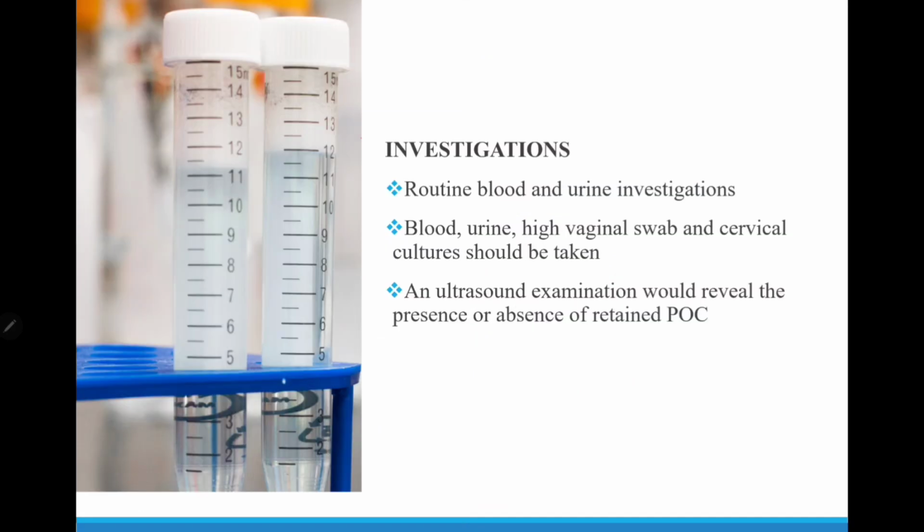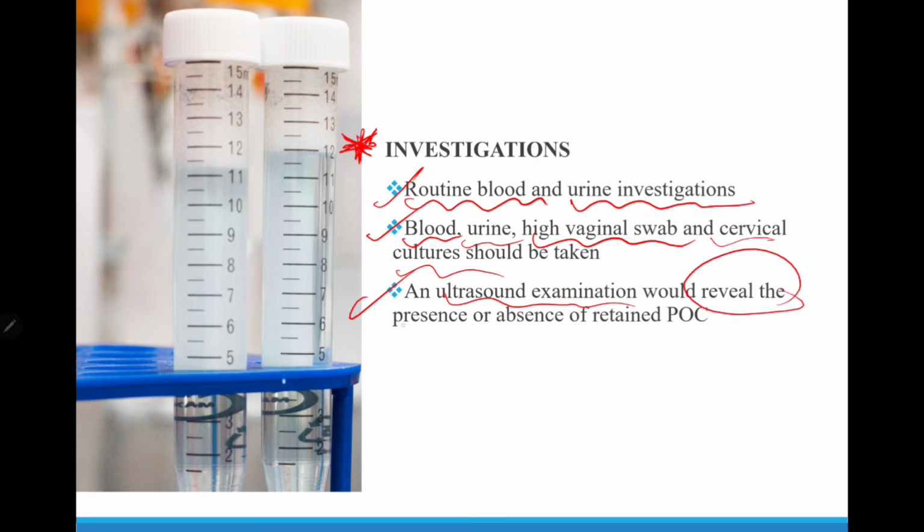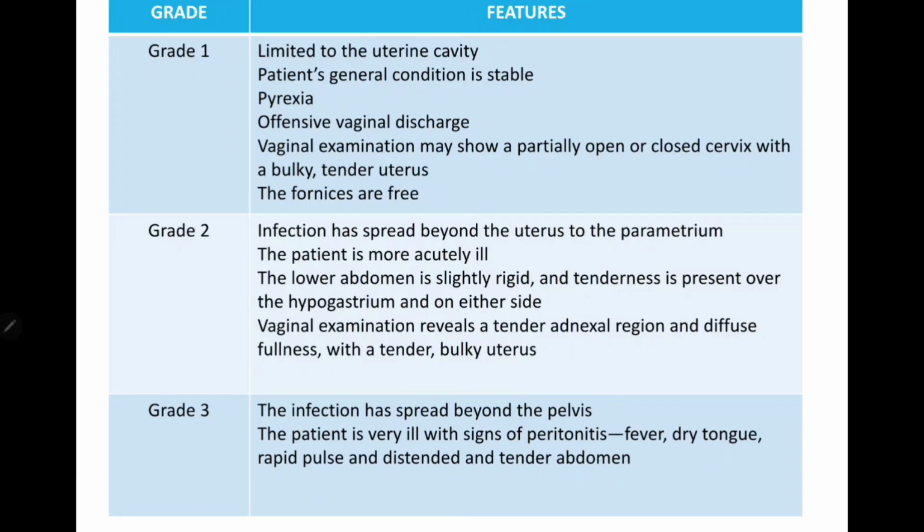Okay. Now let's move on to the investigations. What are the investigations that you will perform? First is routine blood investigations, as well as urine investigations. Blood, urine, a high vaginal swab and cervical culture should be taken, and ultrasound examination will reveal the presence or absence of retained products of conception.